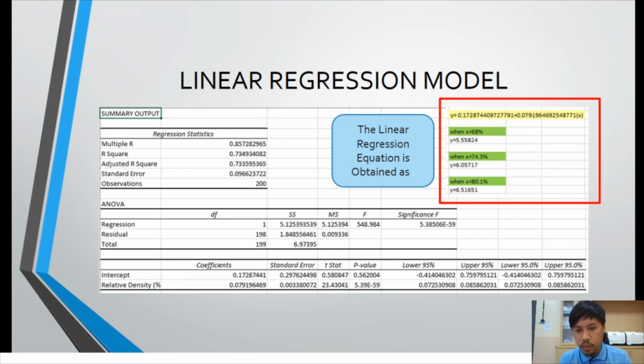When x is 68%, the y we get is 5.55824. When x equals 74.3%, y is 6.05717. When x equals 80.1%, y is 6.51651.